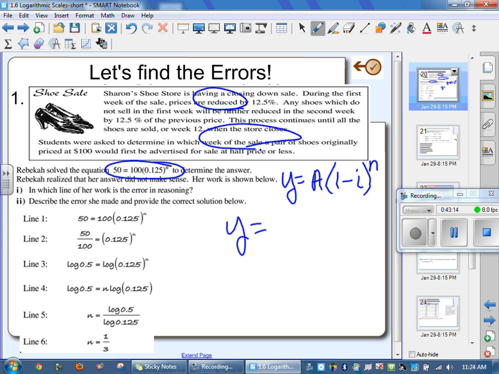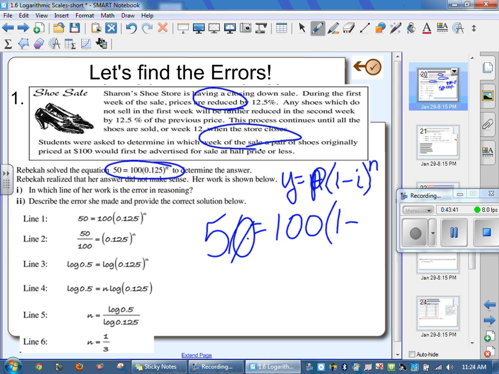Then it says it's going to be advertised at sale for half price or less. Well, what's half of 100? 50. That goes where our y is. Now we need to put our percent into a decimal. So you go 12.5 divided by 100 to give you 0.125.